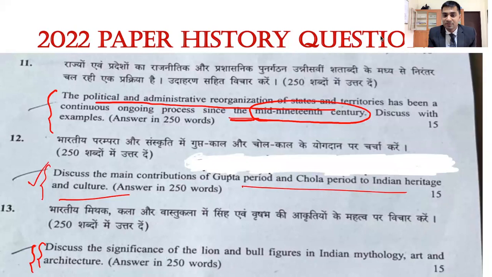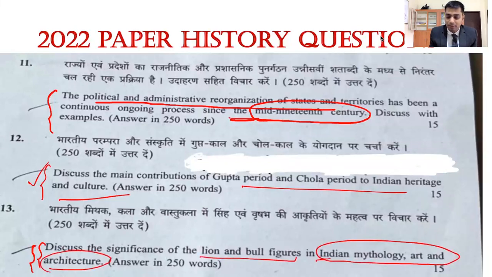13. Discuss the significance of the lion and the bull figures in Indian mythology, art and architecture. How are the lion and bull important, right? So how can you write this answer? Maybe we might not have studied this in the history component, because none of us studies to this extent why a capital is made up of lion, bull, horse, right? We don't study to that extent.